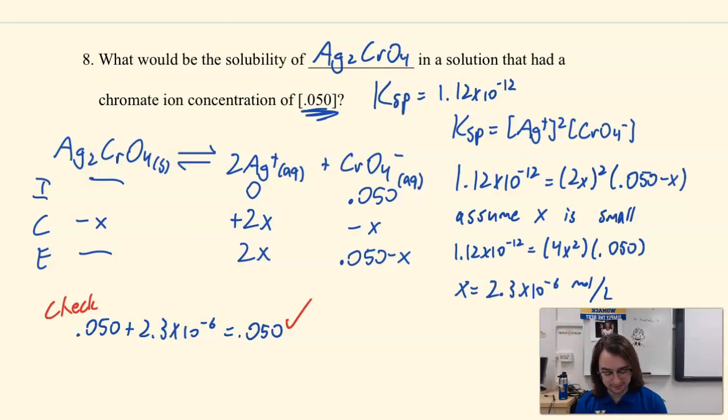And then you always have to say that you're assuming x is small. You can't just remove x. So we assume x is small. It gets rid of this x here. Then we have just our Qsp times 4x squared times 0.05. And then we get x is 2.3 times 10 to the negative 6. And that's the solubility. Got to check it.